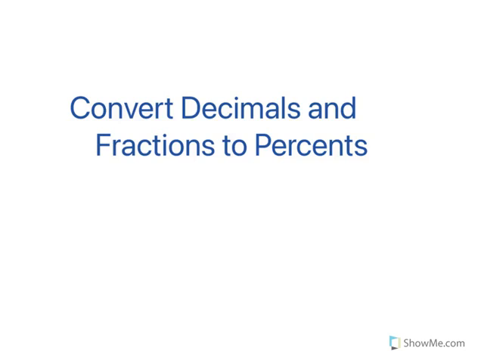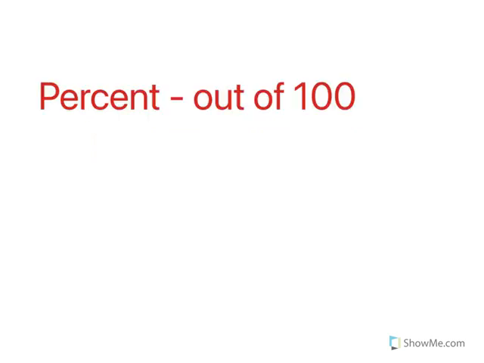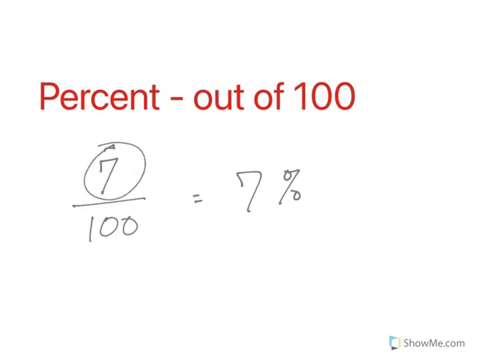We're going to do some converting here between decimals and fractions and converting those to percents. So first, let's remember that percent means out of 100. So if I have 7 out of 100, there's a fraction, this is the same as 7%. So if you have a fraction that gives it to you out of 100, that's great. That's an easy conversion from a fraction to a percent, because the numerator is simply the percent. But how often do we really get a fraction over 100?